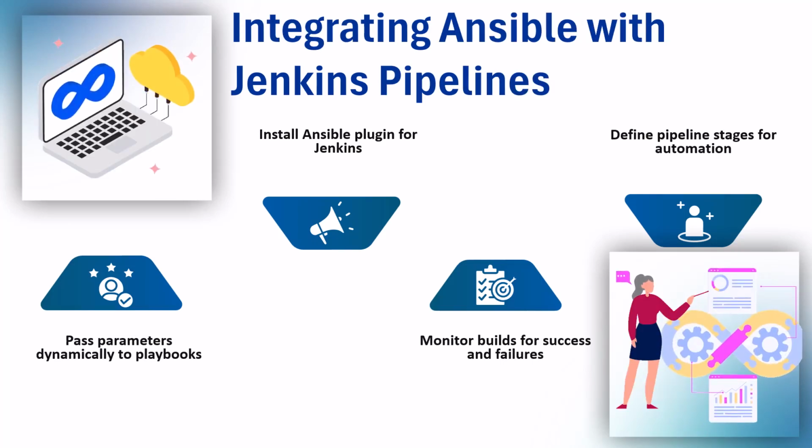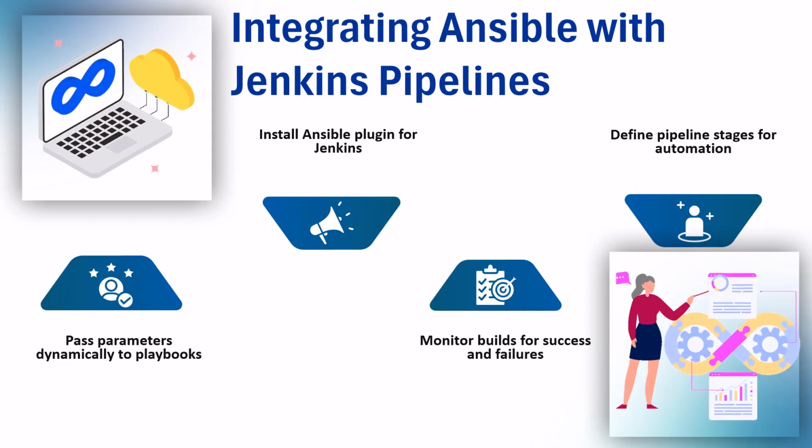Now, let's connect Ansible and Jenkins pipelines. First, install the Ansible plugin. It's like giving Jenkins superpowers. Pipeline stages define the automation workflow, making deployment structured. Dynamic parameters mean flexibility, because hard-coded values are so last season. And of course, monitoring builds is key, because failure notifications are better in pipelines than in real life.